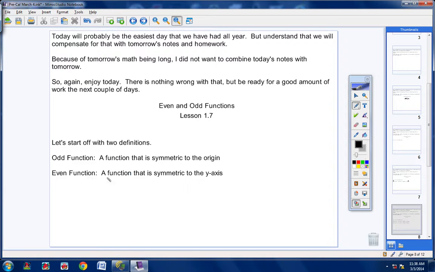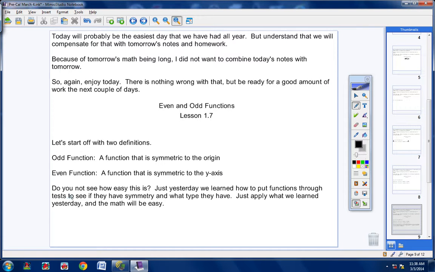An even function is a function that's symmetric to the y-axis. Man, this is easy. I mean, do you not see how easy this is? Just yesterday we learned how to put functions through tests to see if they have symmetry and what type of symmetry they have. So now we're just going to apply what we learned yesterday, and the math will be very, very easy. The math will be easy. Okay? So here we go.